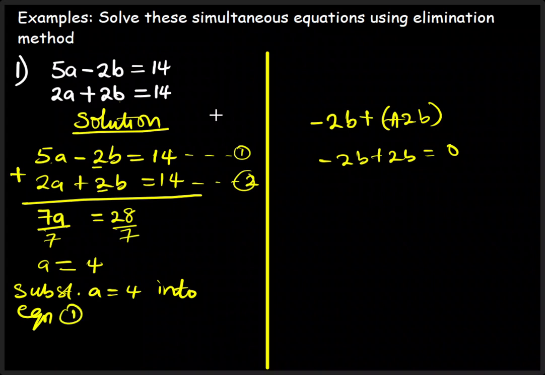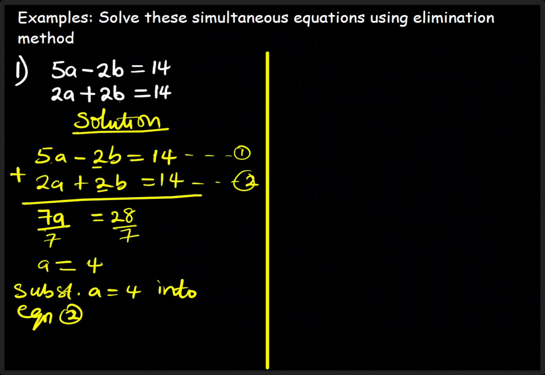Let's pick equation 1. Okay, let's do it with equation 2. Alright, so let's see what we have. I'm going to bring that to this side. So if we take that, our equation 2 already says 2a plus 2b equal to 14.